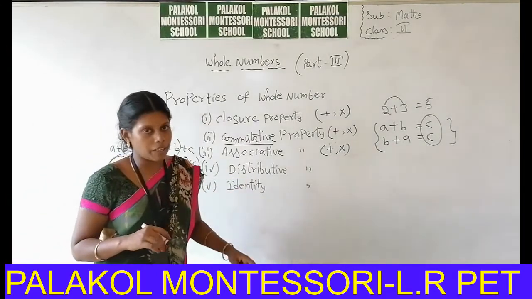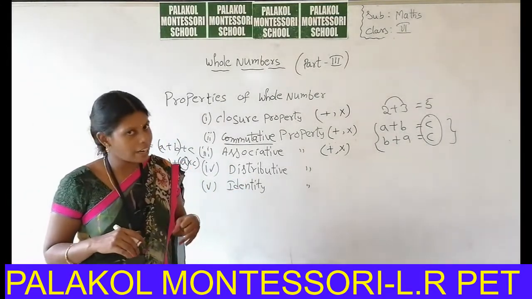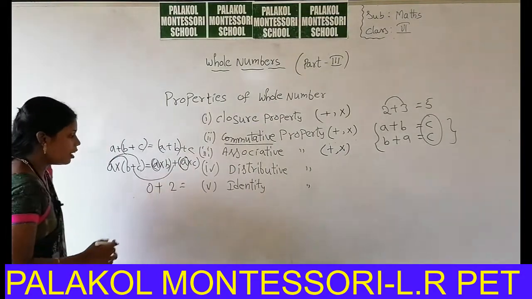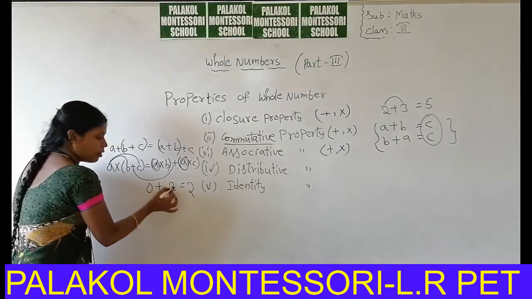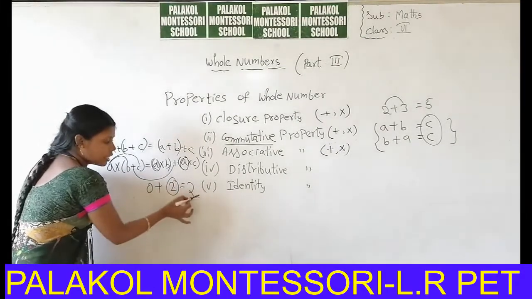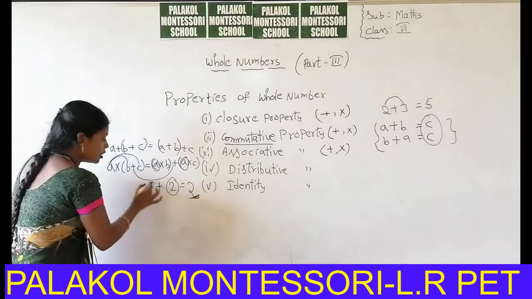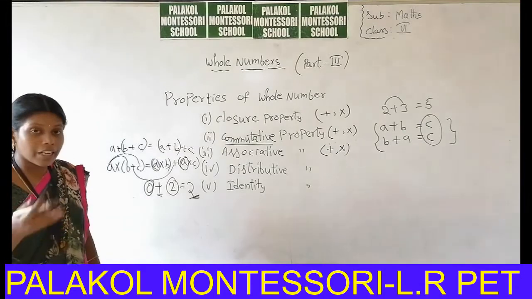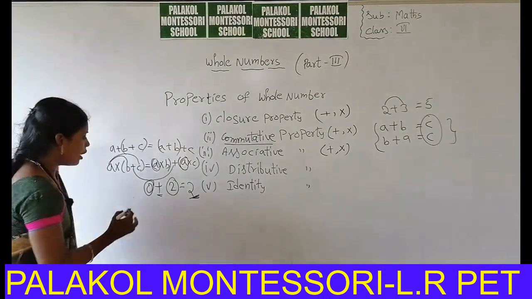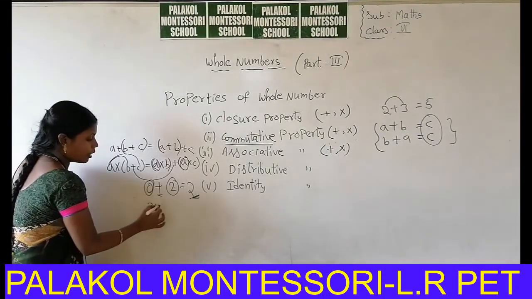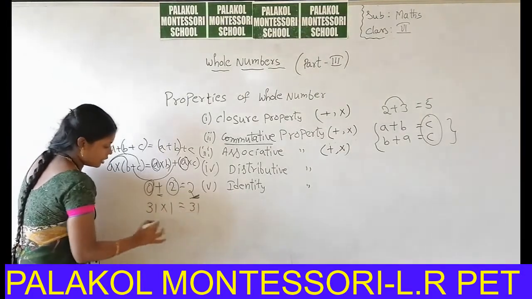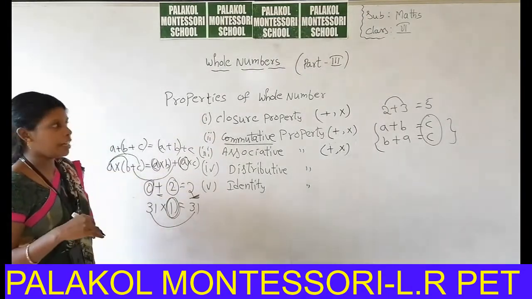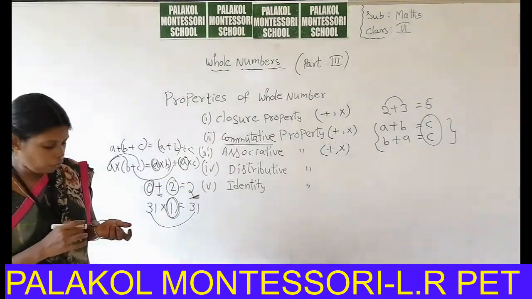Next, identity property. What is identity property? We can add 0 to any whole number, and the result is the same. We can add a whole number to 0, but the result is the same. So in that case, 0 is the additive identity. In your previous classes I already told you, you can take any number, multiply with 1, and the result is the same. In this case, 1 is the multiplicative identity. So these are the properties of whole numbers.